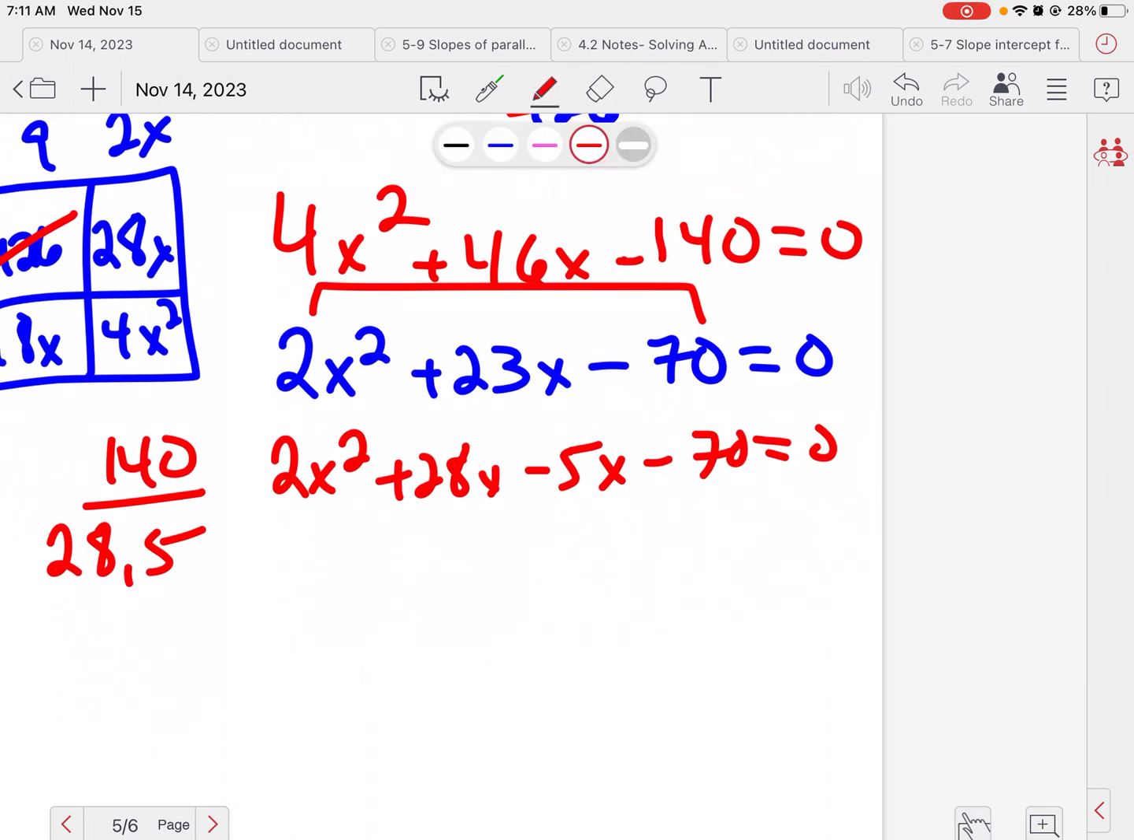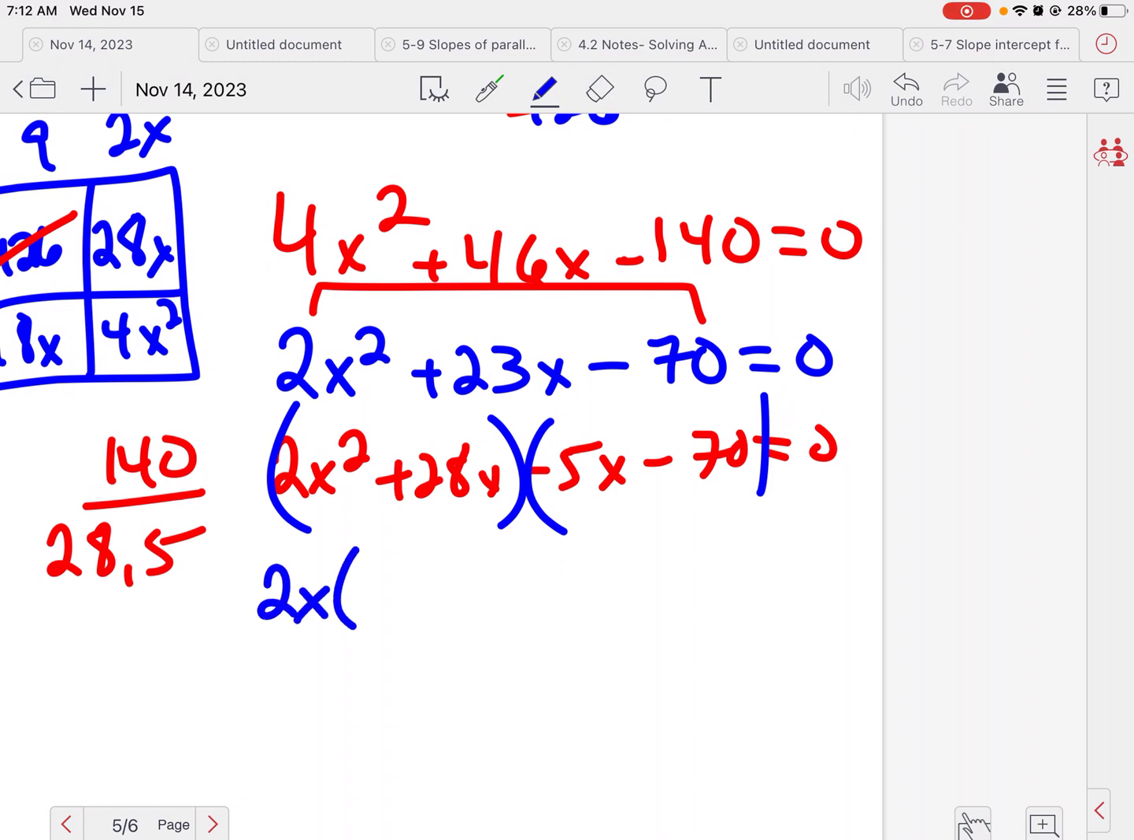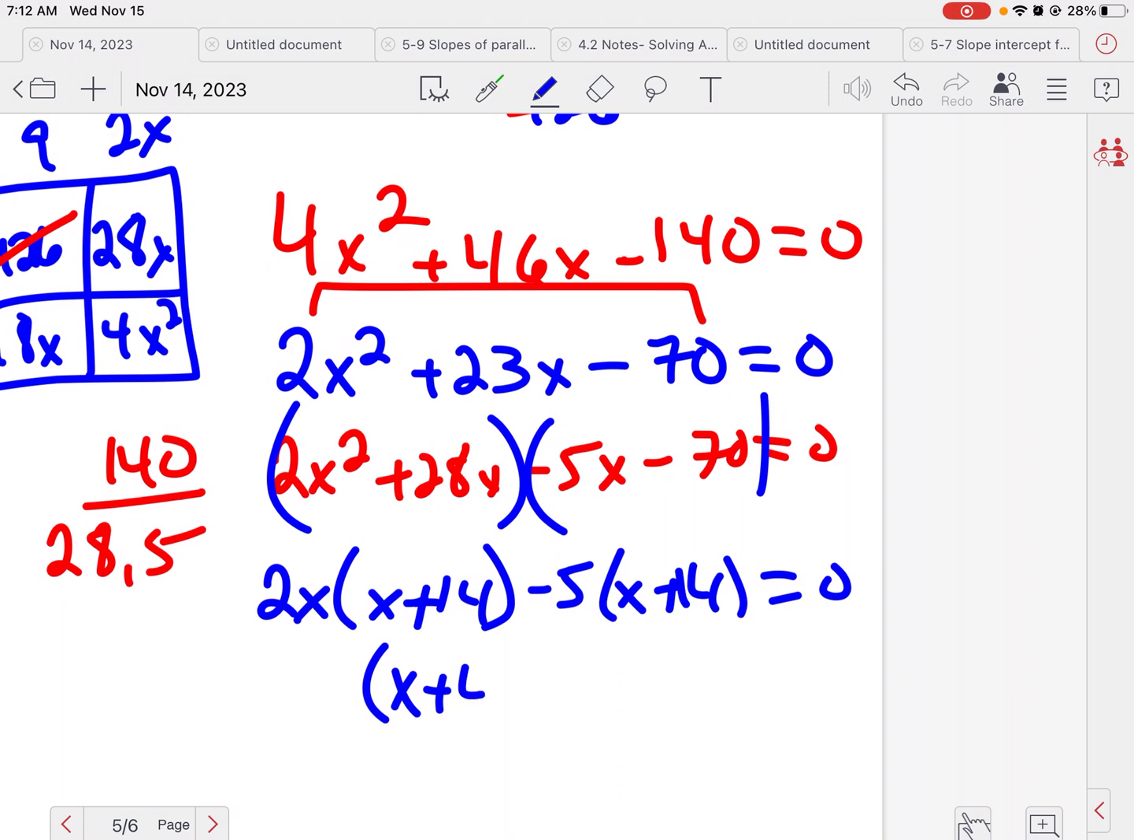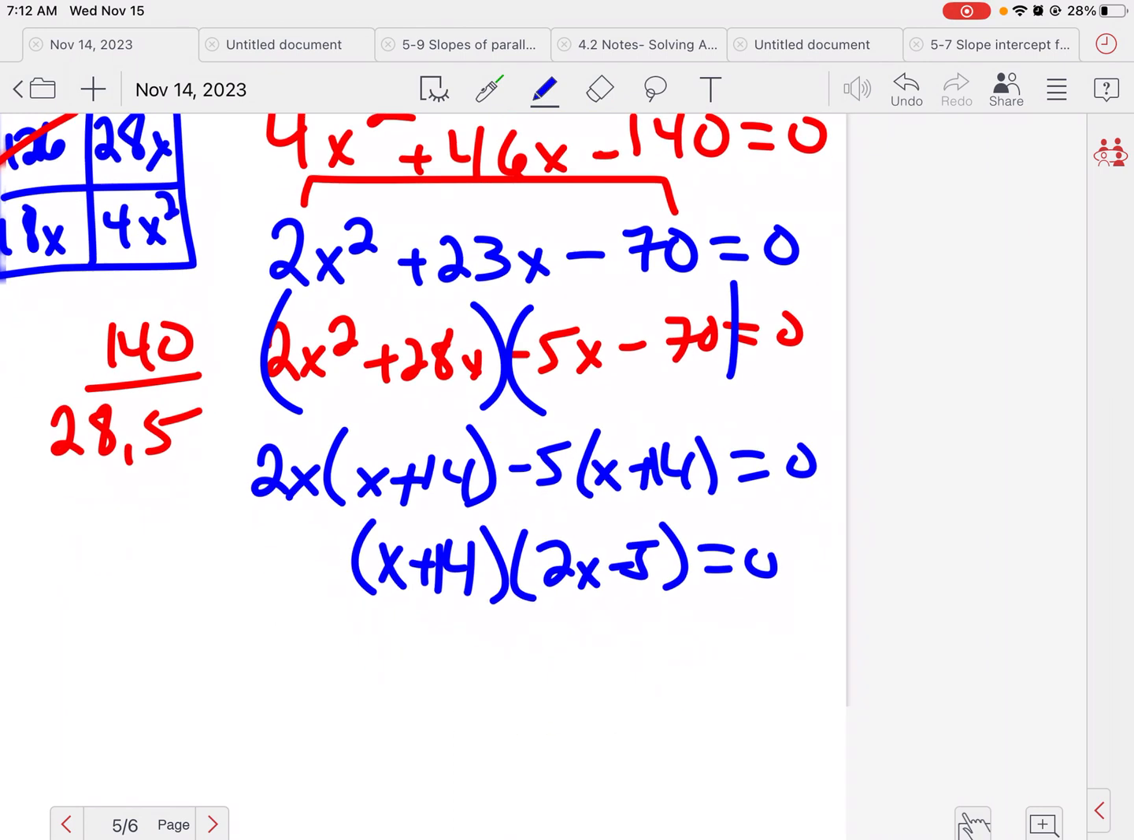We're going to go ahead and factor by grouping for that. So we're going to have 2x and x plus 14. And we are going to have 70 divided by negative 5 is negative 14. So if I factor out a negative 5, that would be x plus 14. So x plus 14 and 2x minus 5 equals 0.